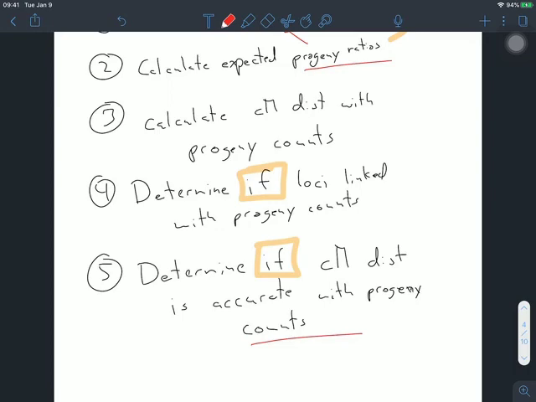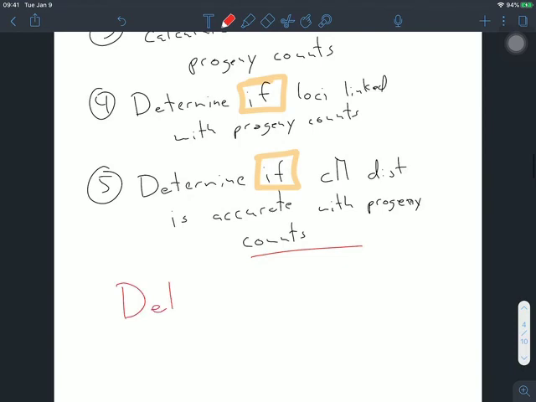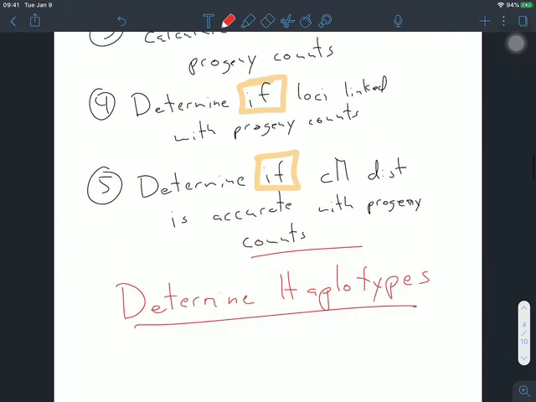So either which way, Punnett squares are fundamental to all of these questions, and a basic understanding of how to determine haplotypes is going to be critical. You can't solve any of this without understanding haplotypes and how loci are linked.